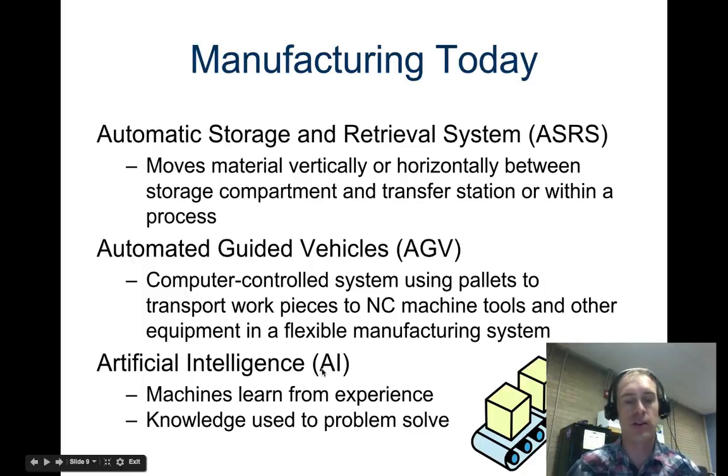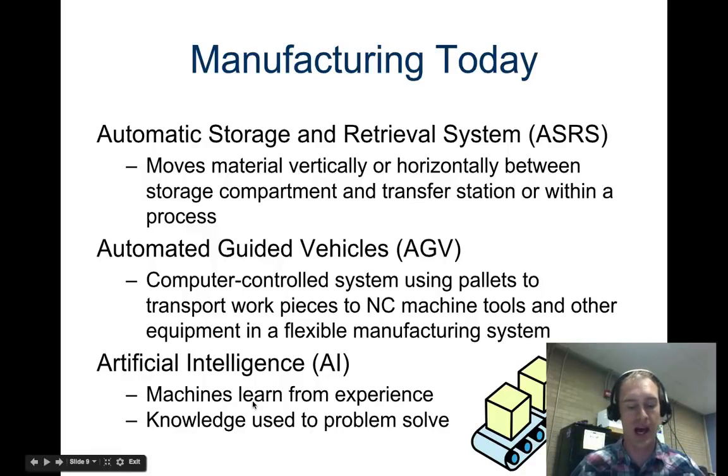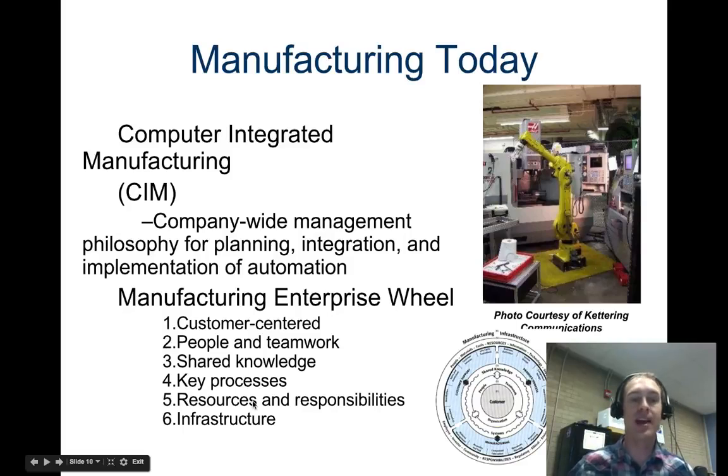And AI is artificial intelligence. That's where machines learn from experience. If it does something and it gets an error, then maybe it provides itself feedback and says, don't do that again, reset the limit so it doesn't move that far and hit something, whatever it is. That's AI. Manufacturing today is generally referred to now as computer integrated manufacturing. That is the name of this class. It's CIM. And in most manufacturing companies, you have a company-wide management philosophy for planning, integration, and implementation of automation.